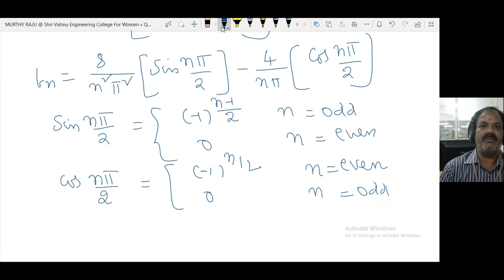By using these equations in that expression, for n is even, suppose n is equal to 2, substitute n is equal to 2, 2 pi by 2, the 2 cancels, sine pi, sine 90 plus 90, cos 90, that is 0. This part is 0. This part is not 0 because n is equal to 2. For n odd, substitute n value in that expression: 3 minus 1 is 2 by 2, that is 1. Minus 1 whole power 1 is minus 1.